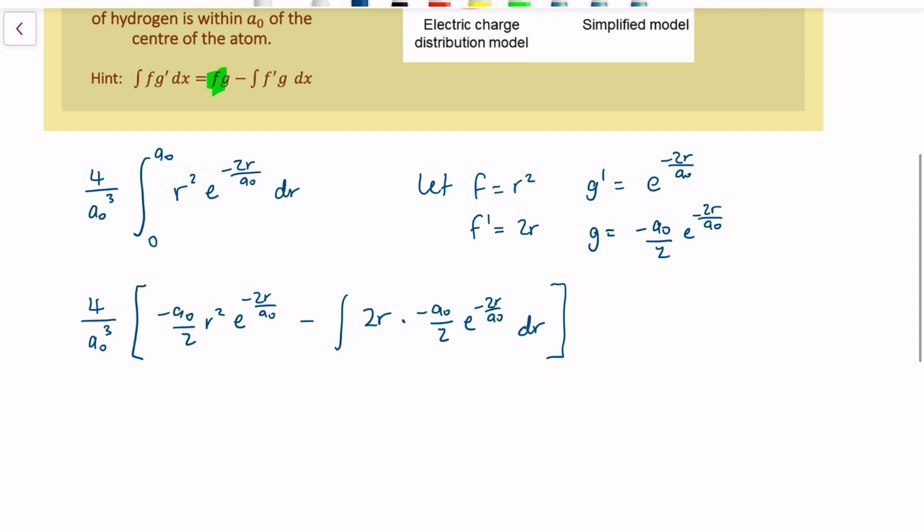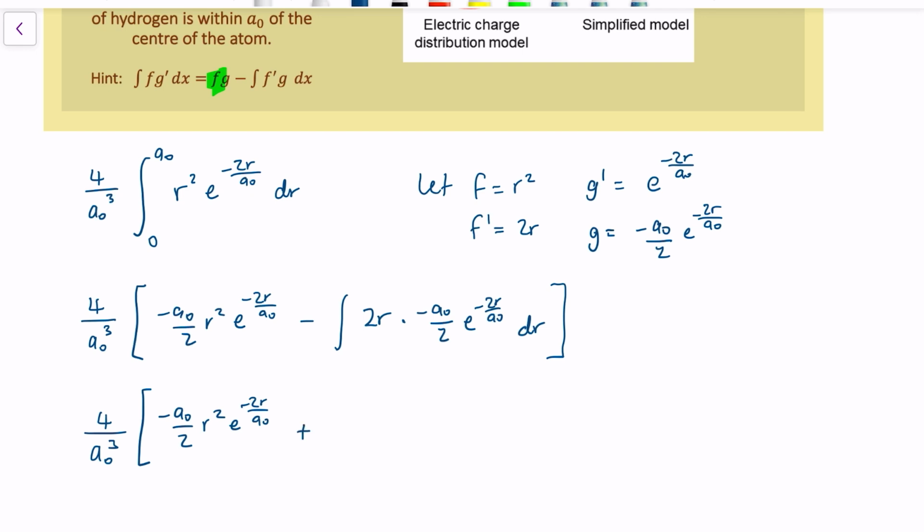That integral is easier to do because it's still a product of two things, but the first term is reduced down. Let's play around a little bit with the constants here. Actually, I'm just going to leave the 4 over a naught cubed in the front. It ends up cancelling at the end of this problem, but I'm going to just leave that there for now. And I'll just deal with this integral.